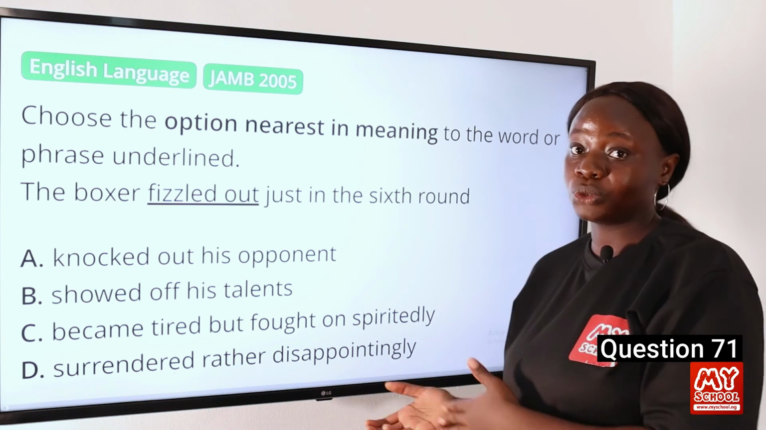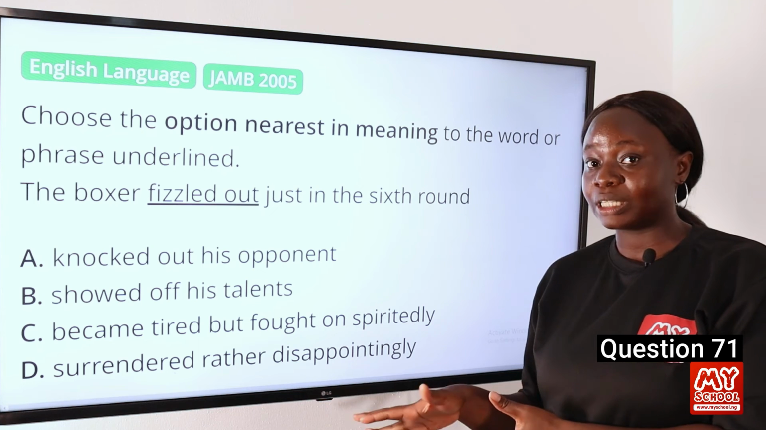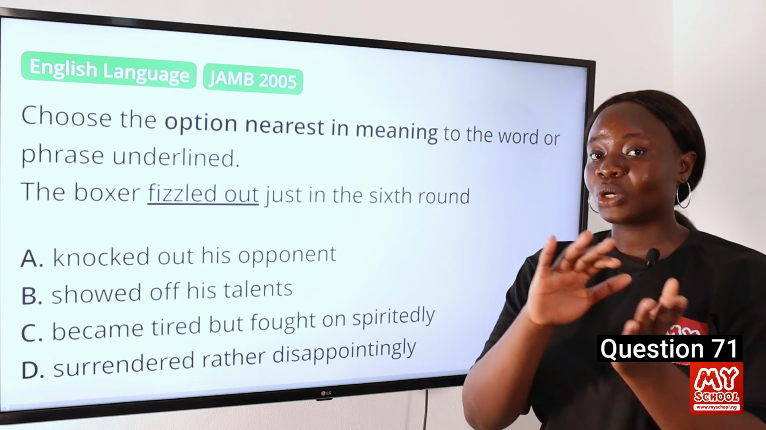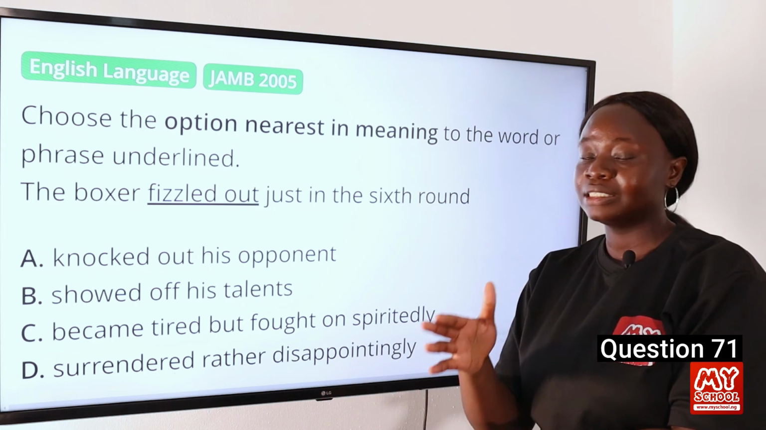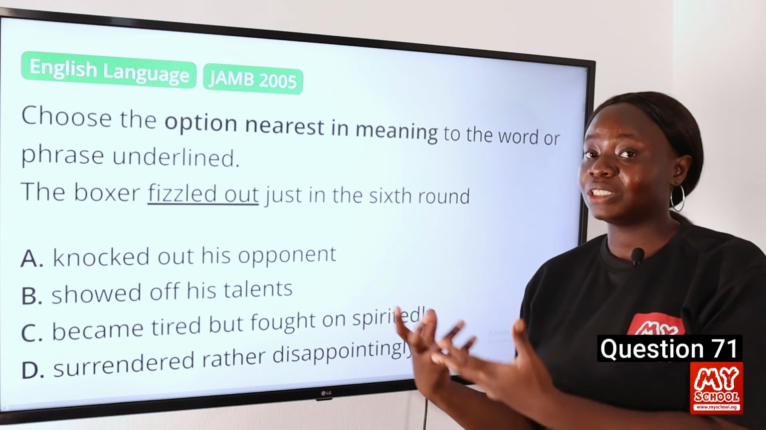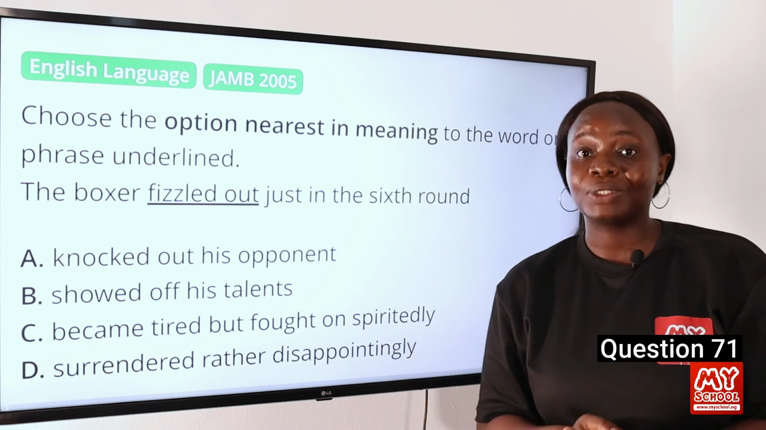The phrase fizzled out, or to fizzle out, means to gradually end in a weak or disappointing way. So this boxer actually started strong and then eventually his strength failed him and then he gradually ended the match, surrendered rather disappointingly. So the answer to this question is option D, surrendered rather disappointingly.